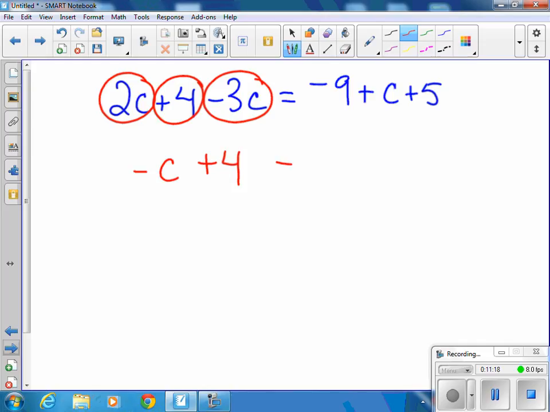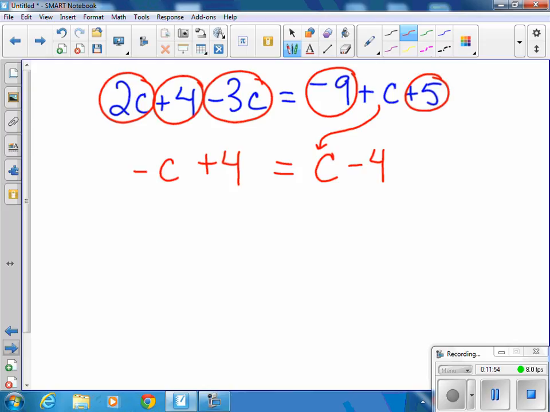That's going to equal, and now I'm going to work on the right-hand side here. Well, c is all by itself already, so I don't have anything to add to c, but I do have a negative 9, and I have a plus 5. Okay, so I'm going to bring down my c first because we like to have our variable first. So I have a positive c, so that's just c. What is negative 9 plus 5? Again, integer rules, combining integers. Negative 9 plus 5. You should have written negative 4.